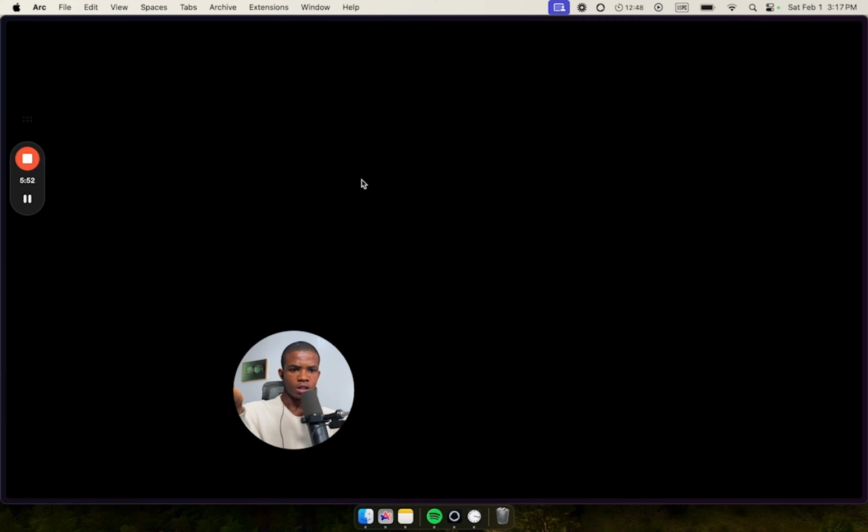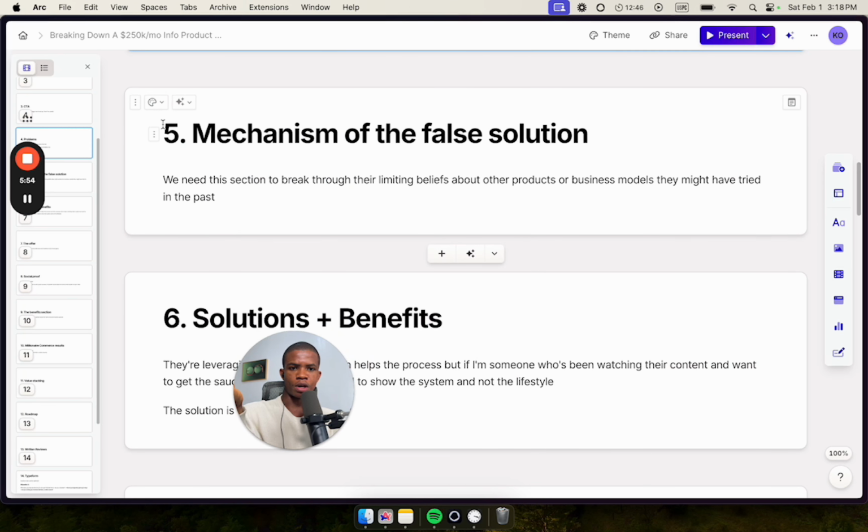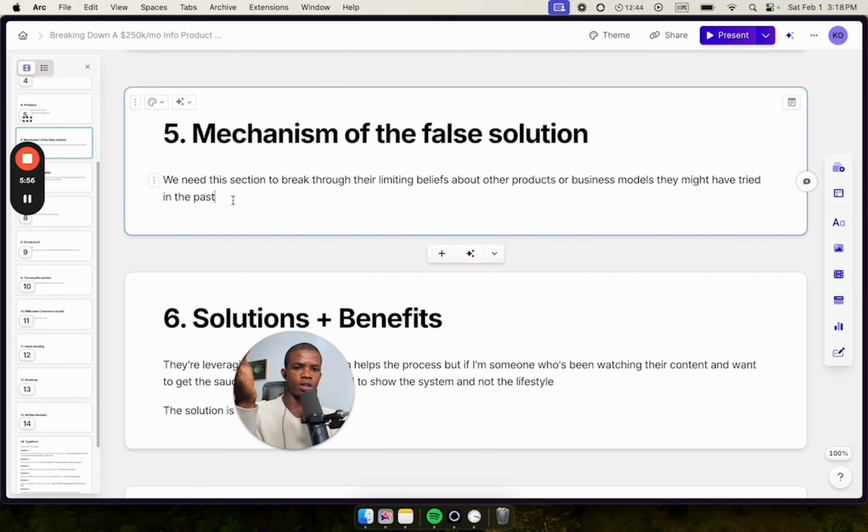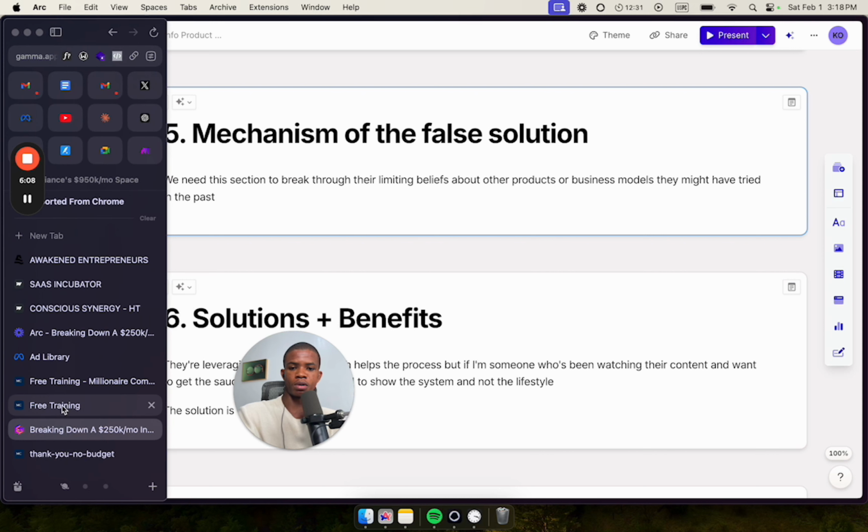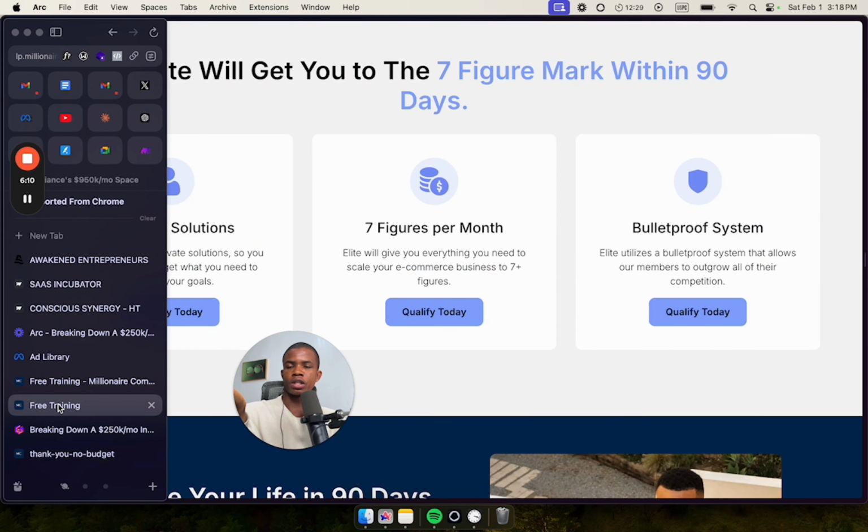Now, the next one here is going to be the mechanism of a false solution. The reason why we need to have this section is because we need to break through the limiting beliefs about other products or business models that they might have tried in the past. This is very important because people have limiting beliefs, and when you're writing copy, what you're really doing is breaking through those limiting beliefs and showing them why your solution is going to be the best bet for them to solve the problems or the pain points that they have.